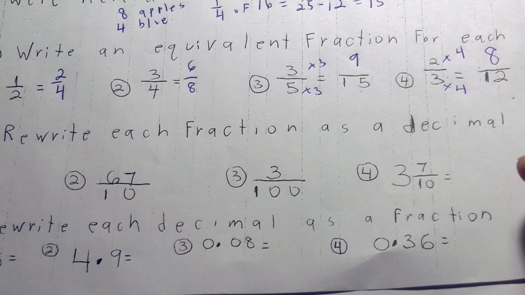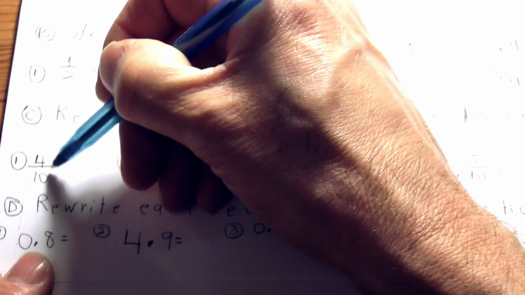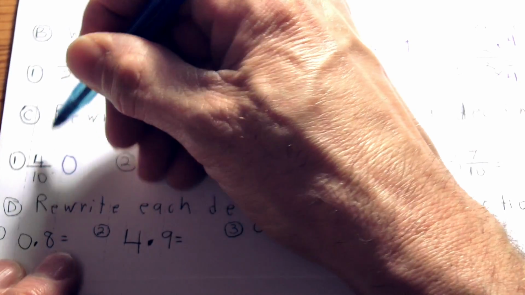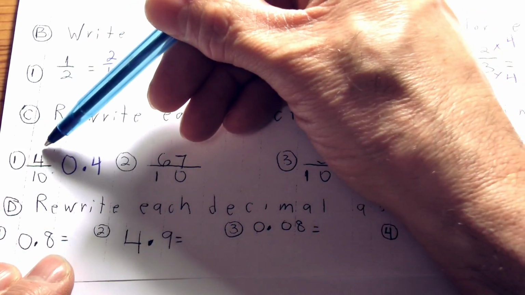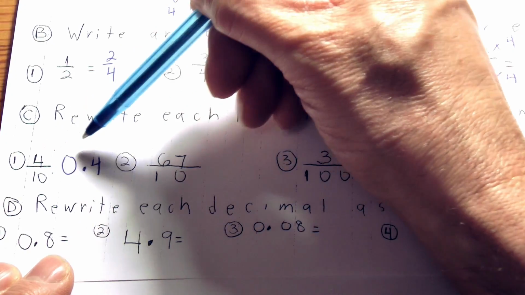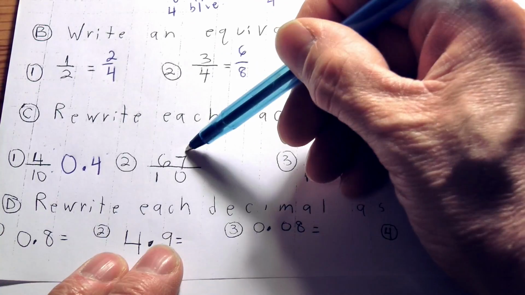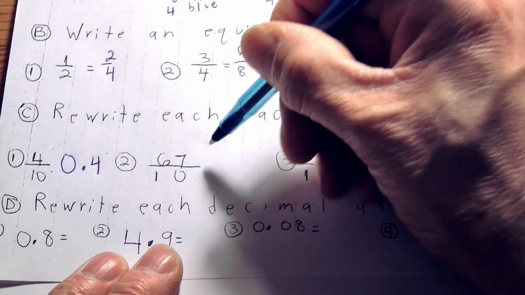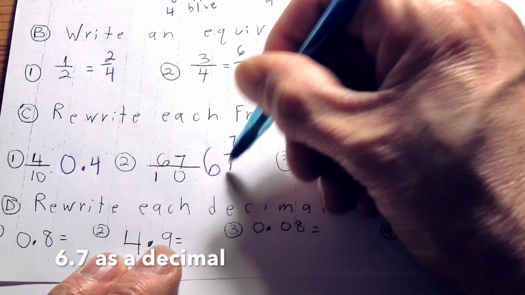Rewrite each fraction as a decimal. 4/10. Well, it takes 10/10 to make 1. I don't have 10/10. I have 0 as a whole number, 0.4. The number on top of the fraction is always the same as the number behind the decimal. 67/10. 10 goes into 67 at least 6 times, and there's going to be 7/10 left over.